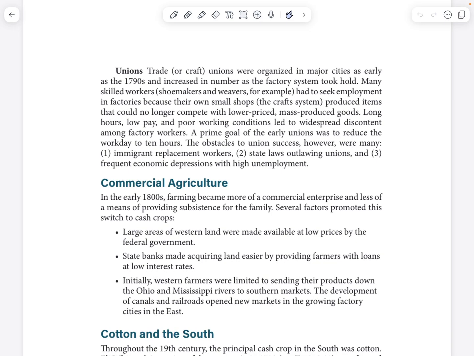Large areas of western land were made available at low prices by the federal government. State banks made acquiring land easier by providing farmers with loans at low interest rates. Initially, Western farmers were limited to sending their products down the Ohio and Mississippi rivers to southern markets. Development of canals and railroads opened new markets in the growing factory cities in the east.